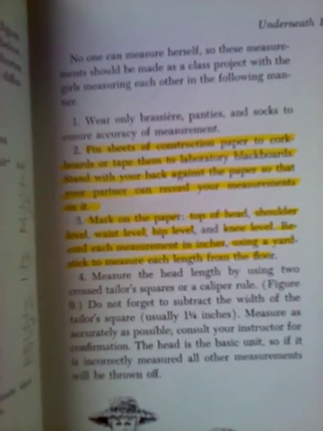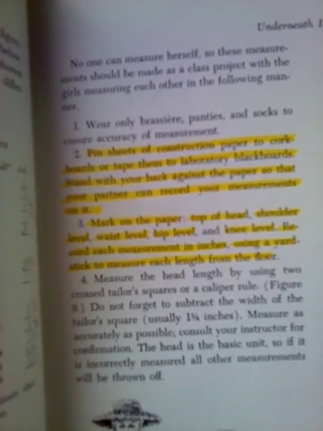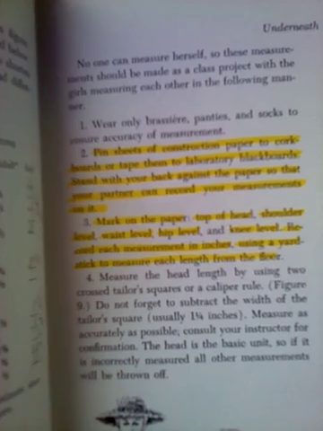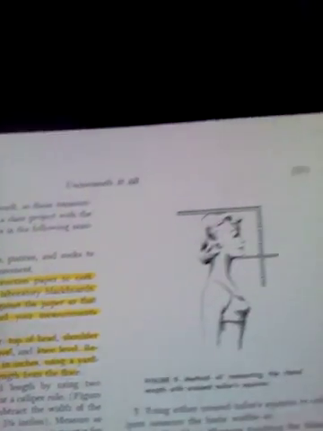Measure the head length by using two crossed tailor squares or a caliper ruler. Do not forget to subtract the width of the tailor square, usually 1 1/4 inches. Measure as accurately as possible. Consult your instructor for confirmation. The head is the basic unit, so if it is incorrectly measured, all other measurements will be thrown off.